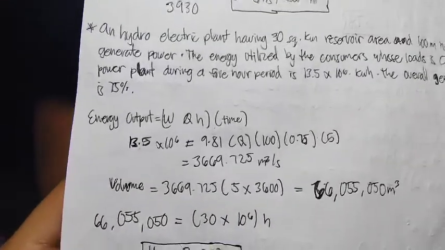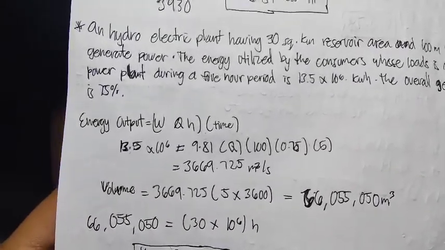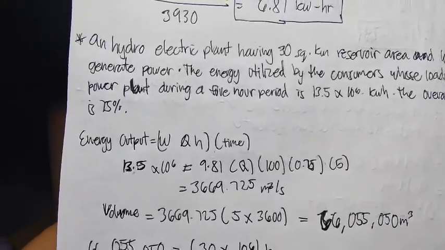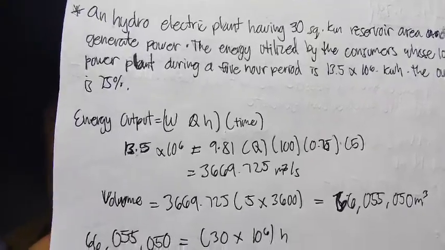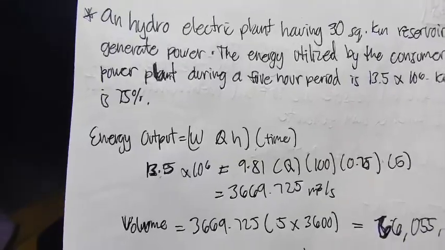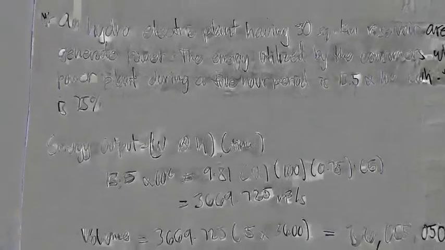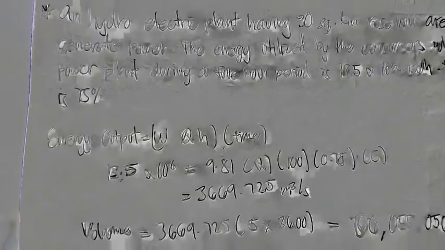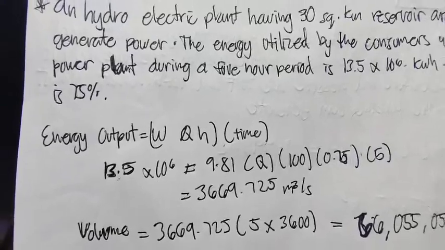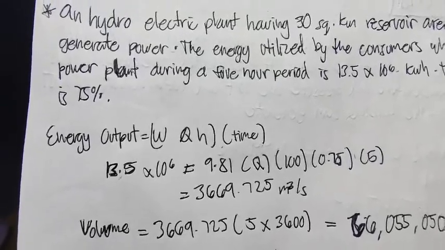So let's have the energy output. So it will be watt times Q times H times time. So that's 13.5 times 10.6 is equal to 9.81 times Q times 100 times 0.075 times 5. So the final answer is 3669.725 cubic meter per second.